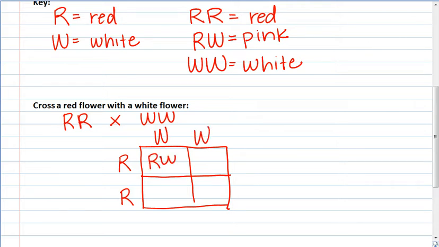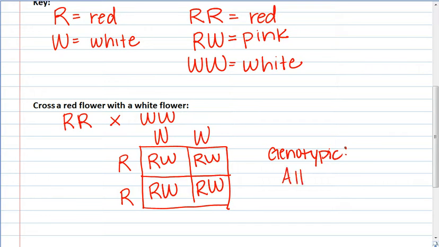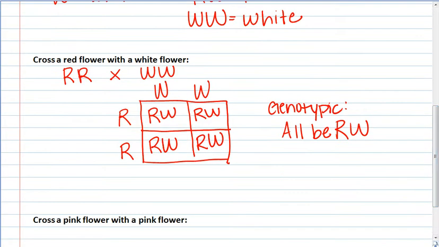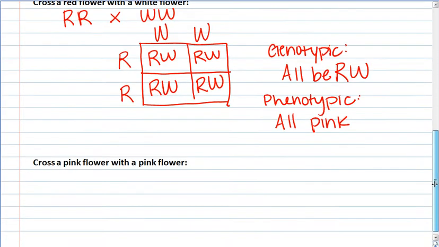We would see when we go to fill in the Punnett square, all of the offspring end up being RW. So for our genotypic ratio, we'd be able to say that they would all be RW. When we want to take a look at the phenotypic ratio, we have to remember that we have this heterozygous combination, and we're going to see that all flowers would be pink. Let's take a look at one more example.